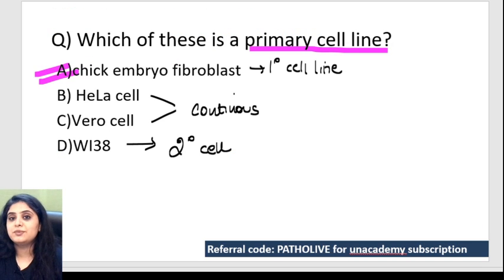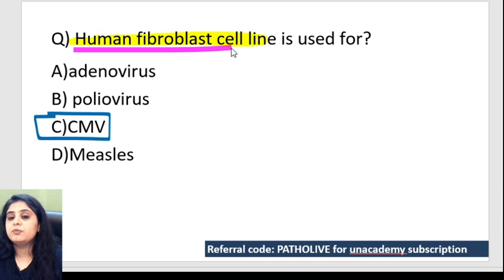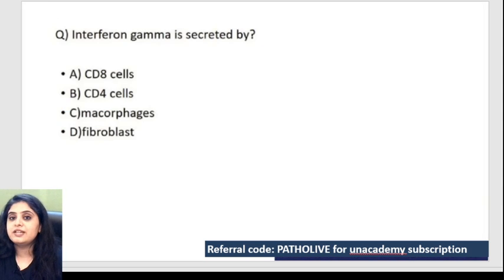So when I came back to this question, which of the following is primary cell line, which was the most primitive sounding thing? Chick embryo fibroblast is primary. Then the short forms all become continuous, but WI38 secondary cell line. Coming to this, the human fibroblast cell line, I hope you remember human fibroblast, primary cell line or secondary cell line? Fibroblast, secondary cell line. If I would have used the word human amnion cell line, you would have called it primary. So what is human fibroblast cell line used for? For the isolation of cytomegalovirus. Now, having done this, let's move on to the next question.